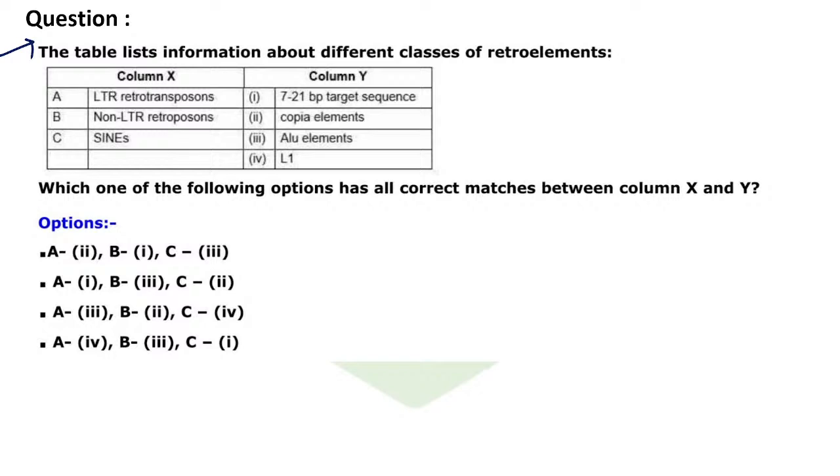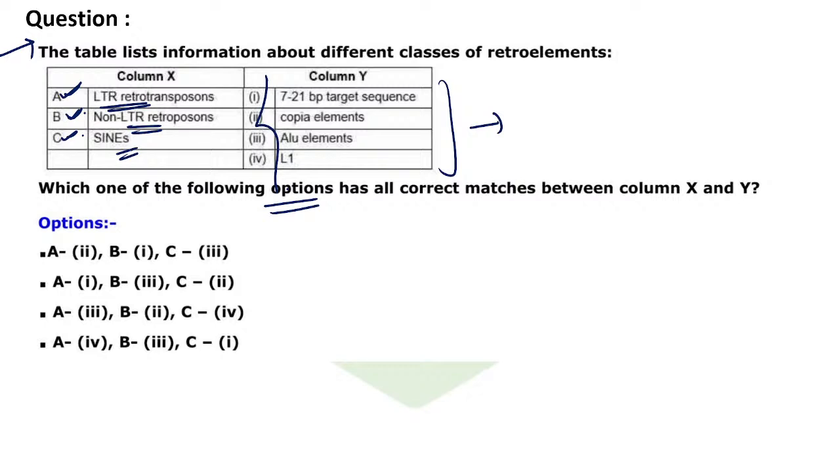The table lists the information about the different classes of retrotransposons or retro elements. The question is asking you to match the first and the second column together. Over here you have the LTR retro elements, over here non-LTR retro elements, over here SINEs, and over here you have the different features of each of these, right? You need to find the option that correctly matches LTR retrotransposons, non-LTR retrotransposons, and SINEs.